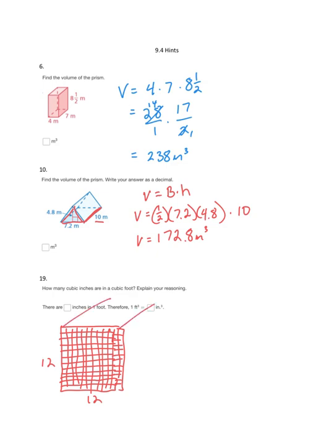Now, if I make this a cube, I have to do 12 in every direction. So there's going to be 12 this way too. My volume here will be 12 times 12 times 12, or 1,728 cubic inches in this 1 cubic foot.